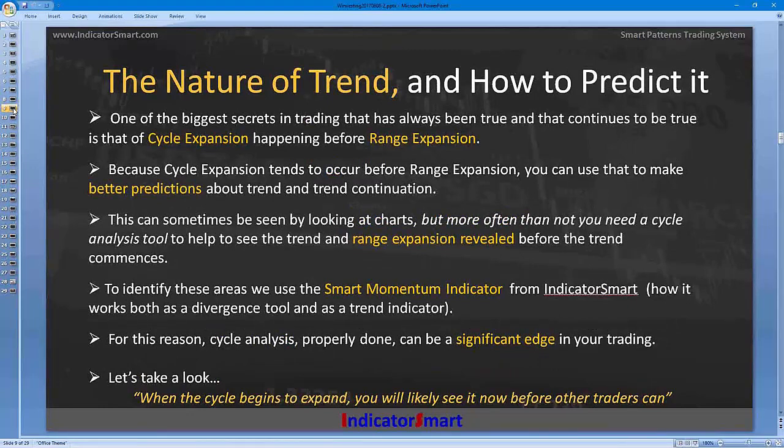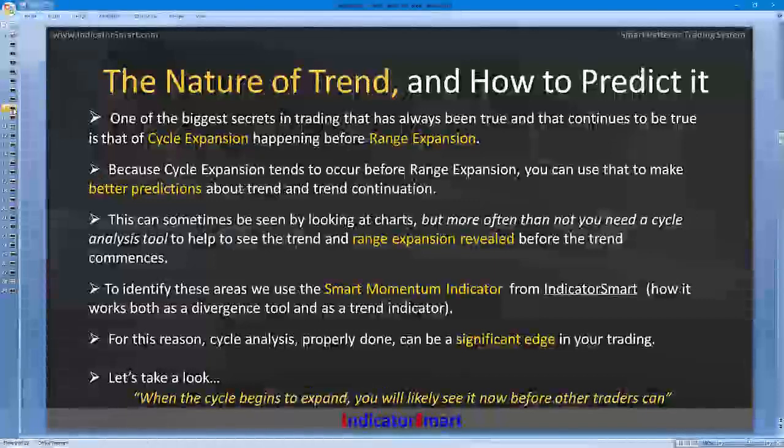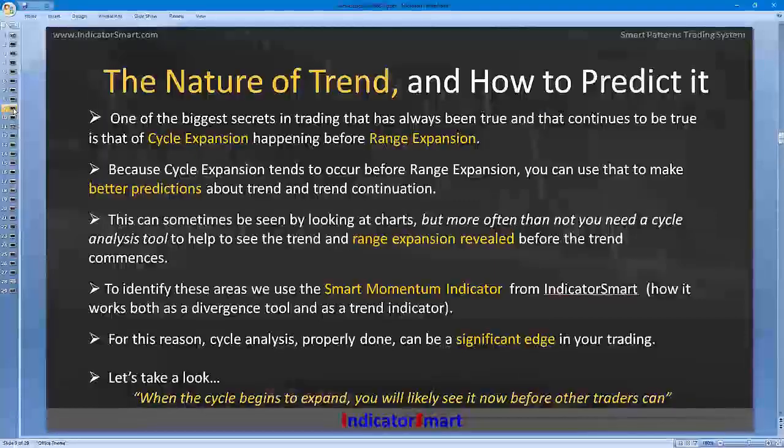The nature of trend and how to predict it. One of the biggest secrets, and I alluded to it a few minutes ago, that I had learned fairly early on in trading, it's always been true, as far back as I've ever tested, and it continues to be true, is that cycle expansion happens before range expansion. Cycle expansion happens before range expansion. Interesting concept.